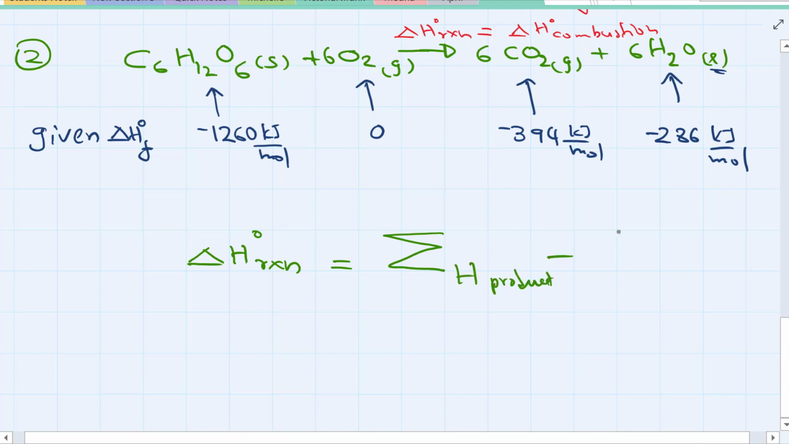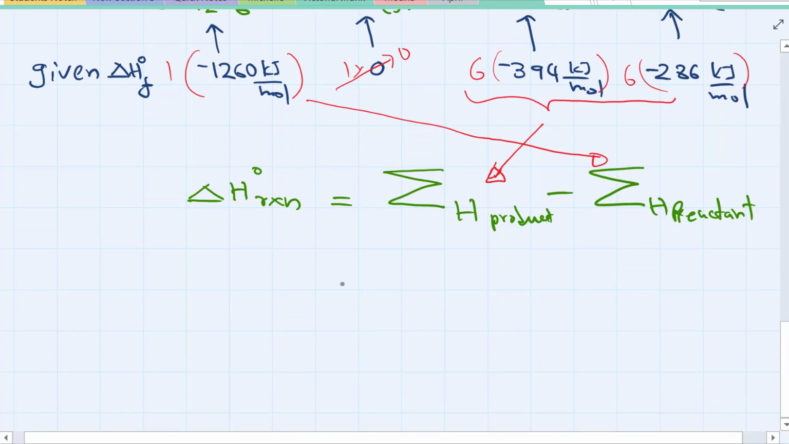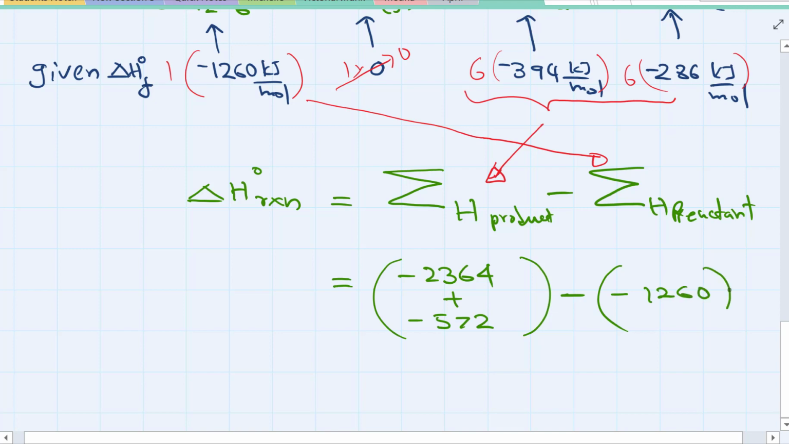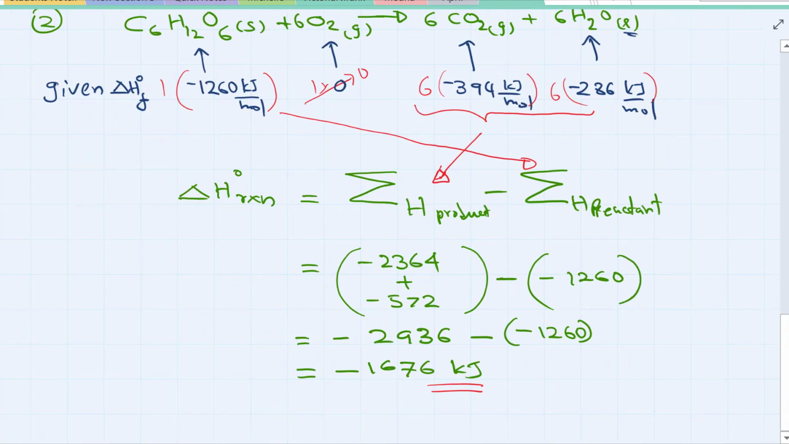Again, delta H reaction standard is the total enthalpy of the products minus the total enthalpy of the reactants. So 6 carbon dioxide, 394 times 6, is a product, and water 6 is a product. Put it into the product side with the numbers: 6 times 394 and 6 times 286. Glucose formation is minus 1260, and make sure brackets and signs are properly done. Then we get 1676 kilojoules.